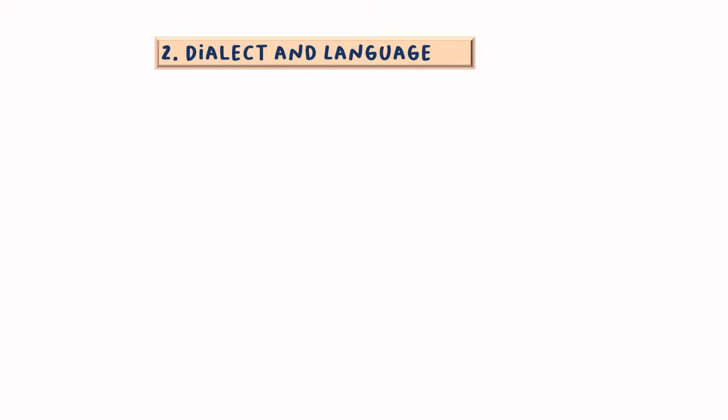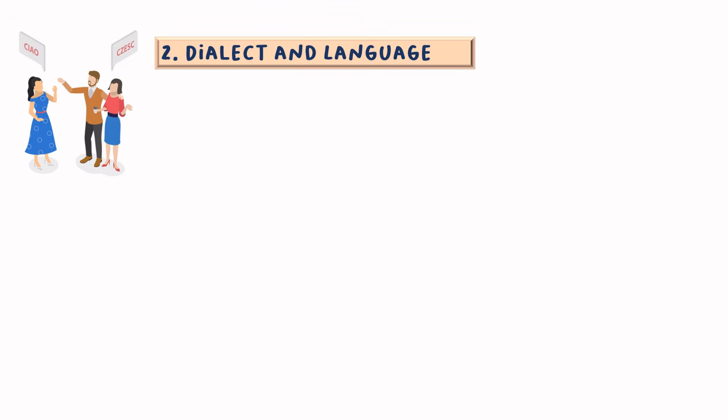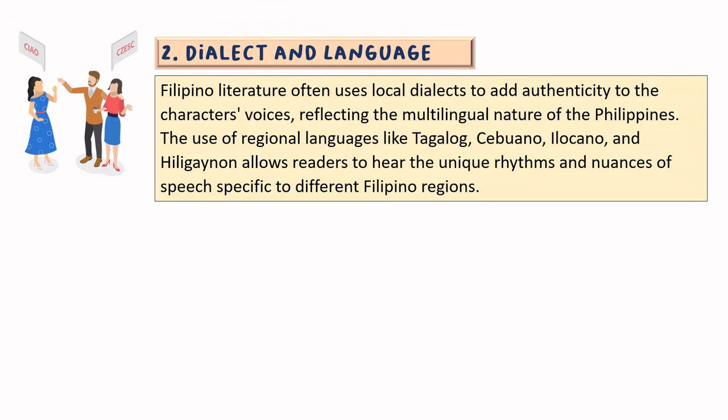Number 2. Dialect and language. Filipino literature often uses local dialects to add authenticity to the characters' voices, reflecting the multilingual nature of the Philippines. The use of regional languages like Tagalog, Cebuano, Ilocano, and Hiligaynon allows readers to hear the unique rhythms and nuances of speech specific to different Filipino regions.